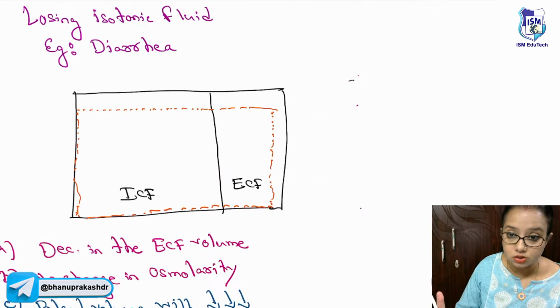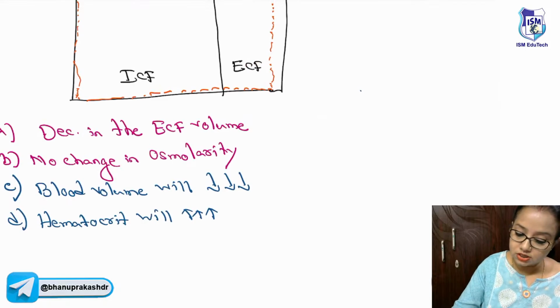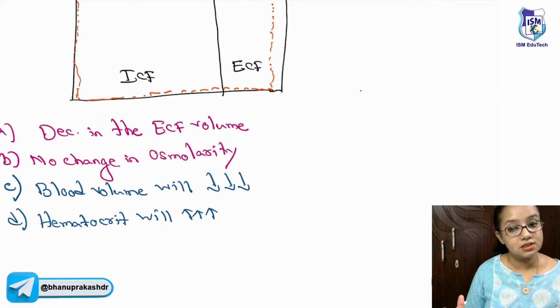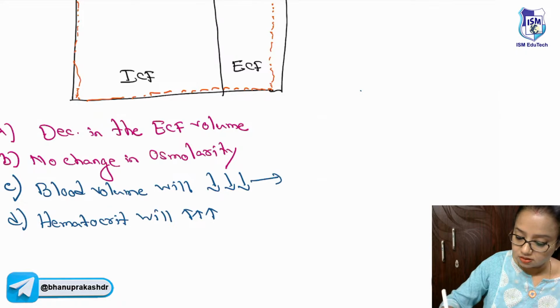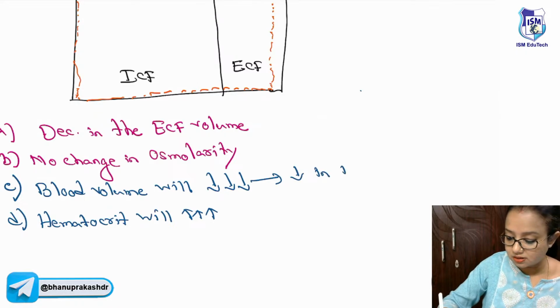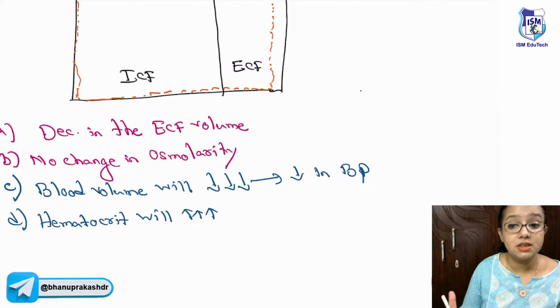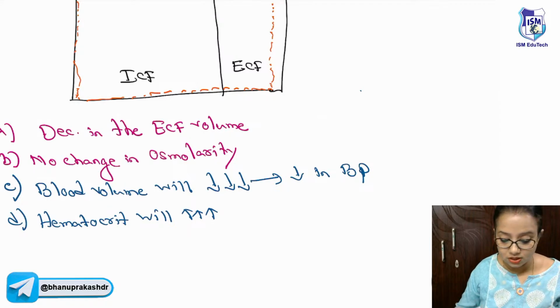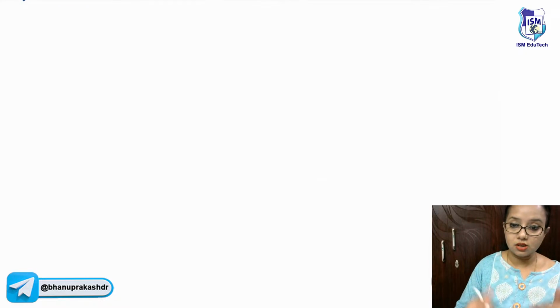I repeat, if there is isotonic fluid loss as seen in people suffering from diarrhea, then what will happen? No change in the tonicity, but there will be decrease in the ECF volume. So decrease in the ECF volume means decrease in the blood volume. Decrease in the blood volume means there will be decrease in the blood pressure, and there will be increase in the hematocrit value. Okay, this is what happens in context to the isotonic fluid losing or intaking, means gaining the ECF.